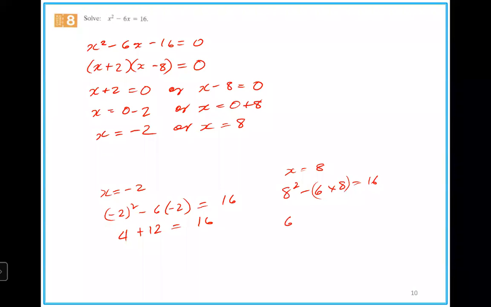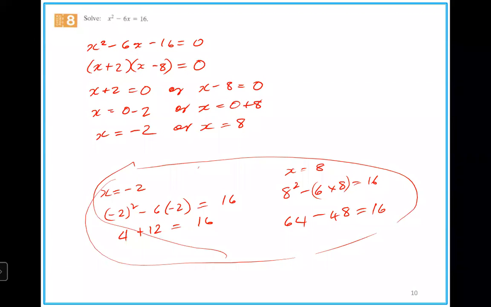So 8 squared is 64, and 6 eights are 48. So 64 minus 48, do we get 16? Yeah, we get 16, right? So that also works. The check is optional, but it's always helpful to do it so you could know if you're on the right track. So that's your check, and our actual answer is x equal negative 2 or x equal 8.